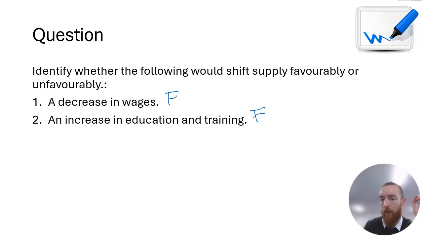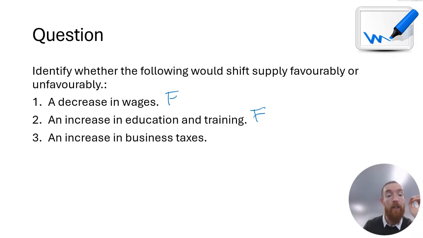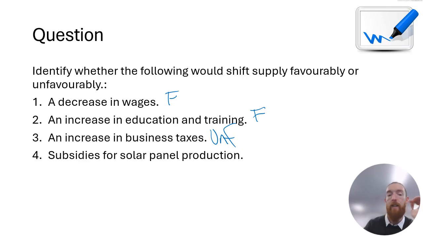We're going to be more efficient overall as a business. If there's an increase in business taxes, that is unfavorable. Cost of production is going up, and therefore businesses are less willing or able to produce. If there's subsidies for solar panel production, that's favorable. That's going to lower your cost of production.